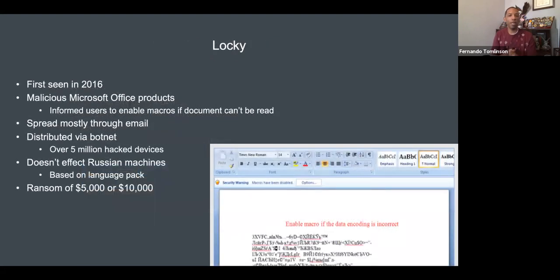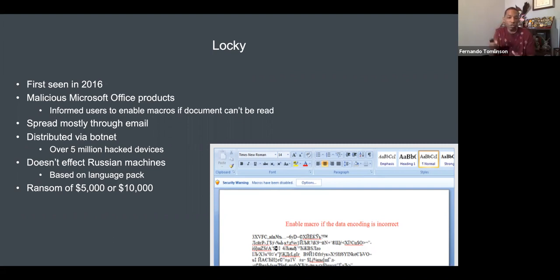All right, so we see Locky in 2016. This is where we started to see Office products being used. And what's interesting here is that when you look at the snippet there or the screenshot, we see in red text, enable macro if the encoding is incorrect, right? This is one of those things where even if you had your system set up to where macros were disabled by default, they just put some garbage there to make it look like it's almost encrypted. And the reason why it's not showing in the correct sense is because macros are disabled.